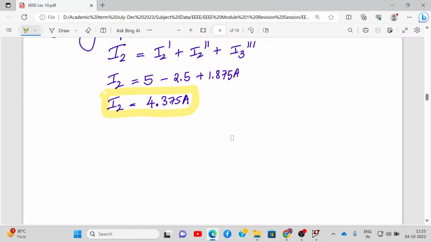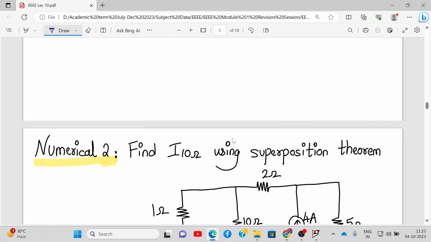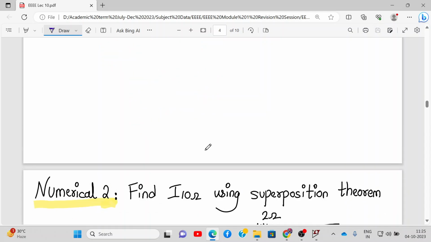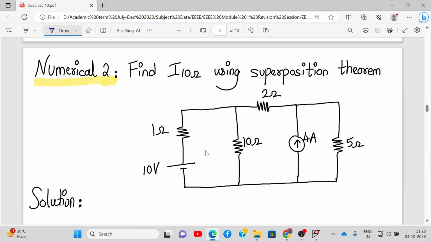Okay. So now let's solve another numerical. Let me go to the next numerical. So the next numerical is down below. Okay. We'll go to the next. So this is the second numerical on the superposition theorem. We need to find the current through the 10 ohm resistance. So here it is I10.